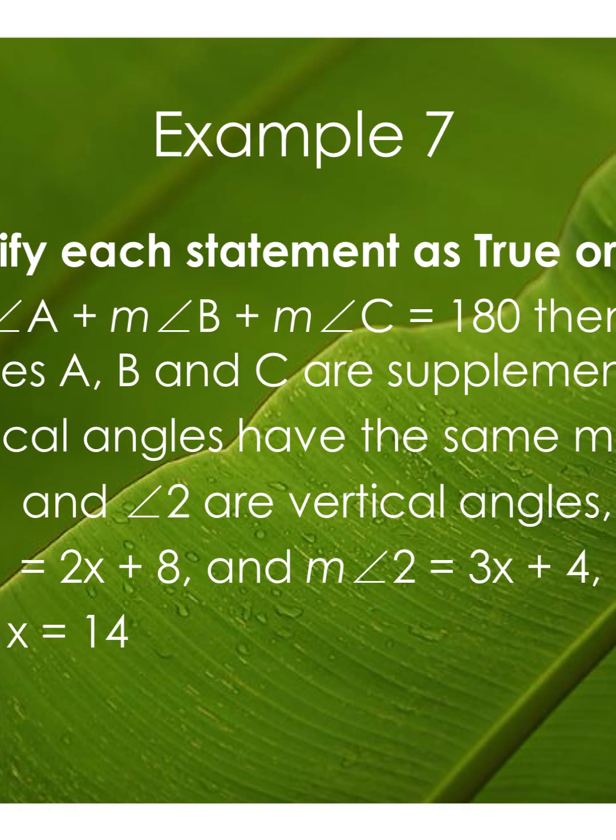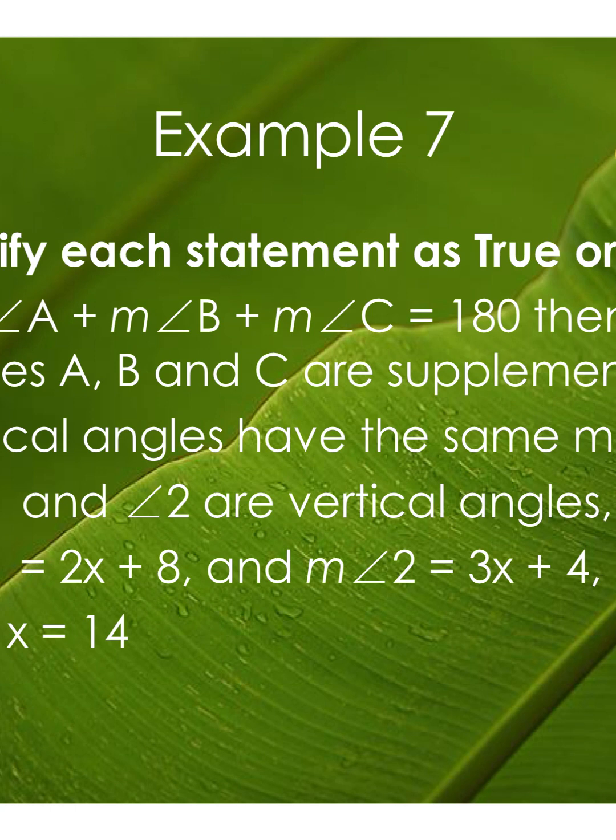So they want us to classify each statement as true or false for this example 7. So if the measure of angle A plus the measure of angle B plus the measure of angle C equals 180, then angles A, B, and C are supplementary. Now this statement is false. It's false because it can only be 2 angles for it to be supplementary.